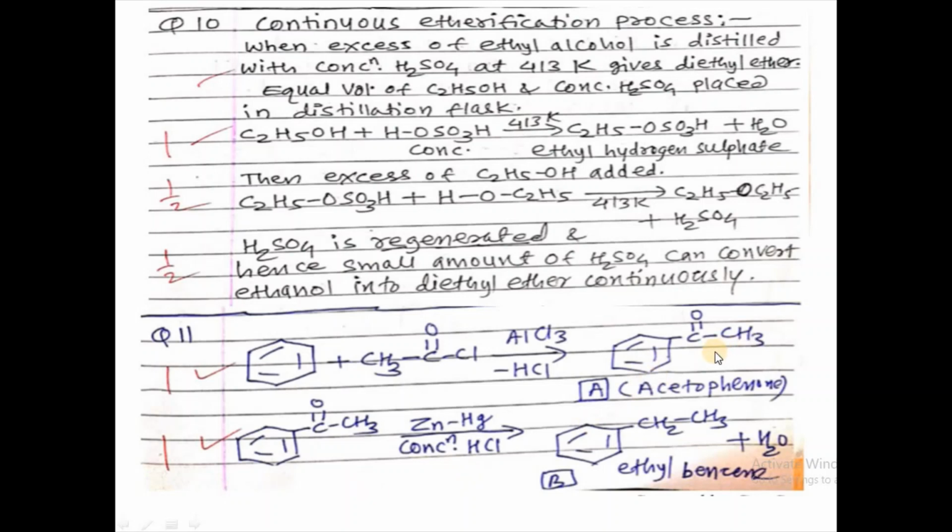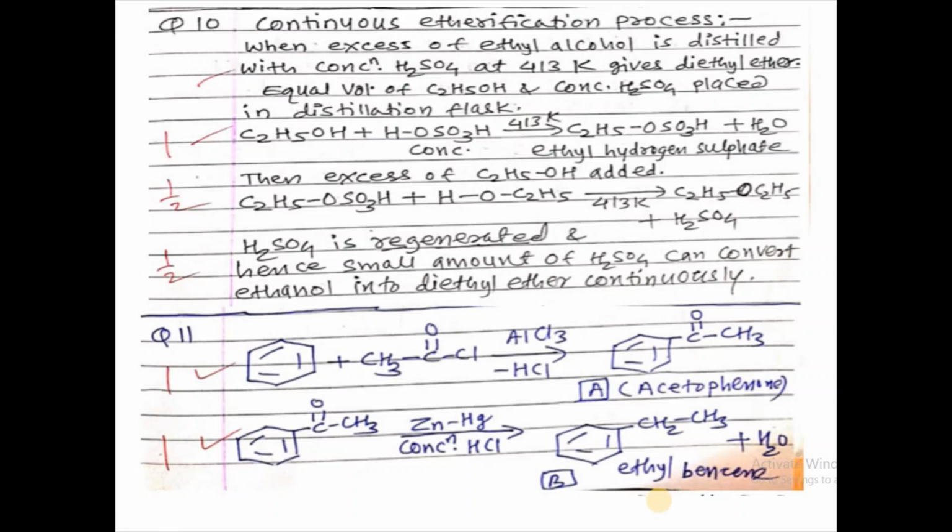You have to remember to write only A acetophenone and B ethyl benzene, not necessary to write the reaction. That acetophenone reacts with zinc amalgam and concentrated HCl. It is a Clemmensen reduction. It reduces CO group into CH2 group. Hence ethyl benzene is formed.